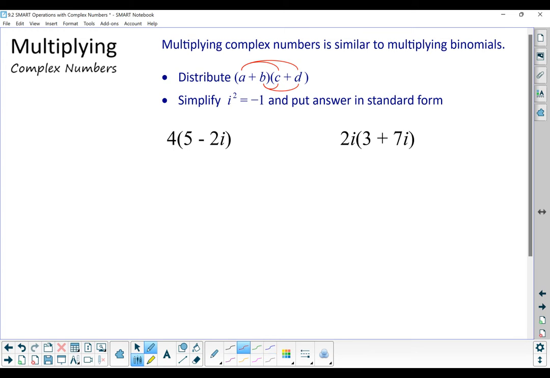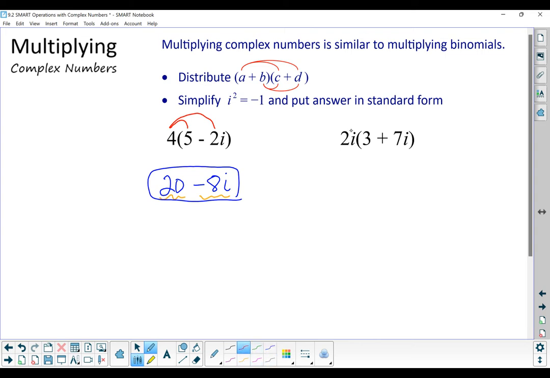So let's do some distribution here. We multiply the 4 by the 5 to get 20, and we multiply the 4 by a -2i to get a -8i. And that answer is in standard form. We have the real part first and the imaginary part second. So that answer looks great, and we are done.